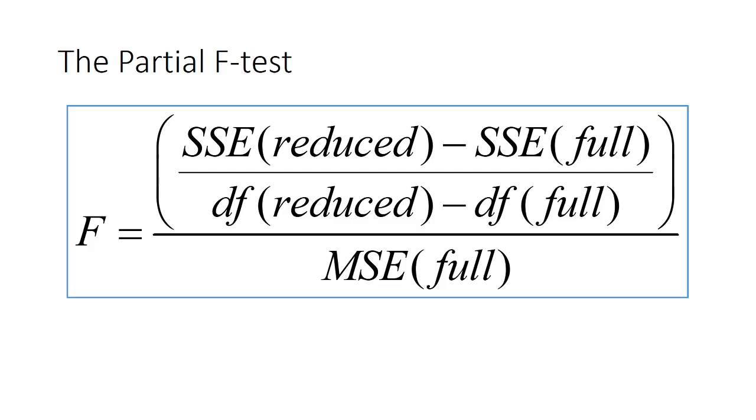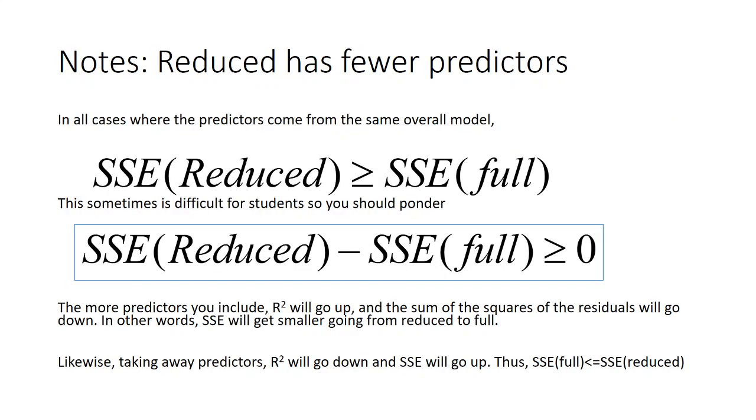Looks a little scary, but if you have it written down, you can find the data pretty quickly on the output, either from Excel or from Minitab. However, you do need to do it by hand. Just one note, this helped me because my instincts were not always correct when I first started: the sum of squares errors reduced is always bigger than the sum of squares errors of full. That means the sum of squared errors reduced minus the sum of squares errors full will always be greater than or equal to 0.